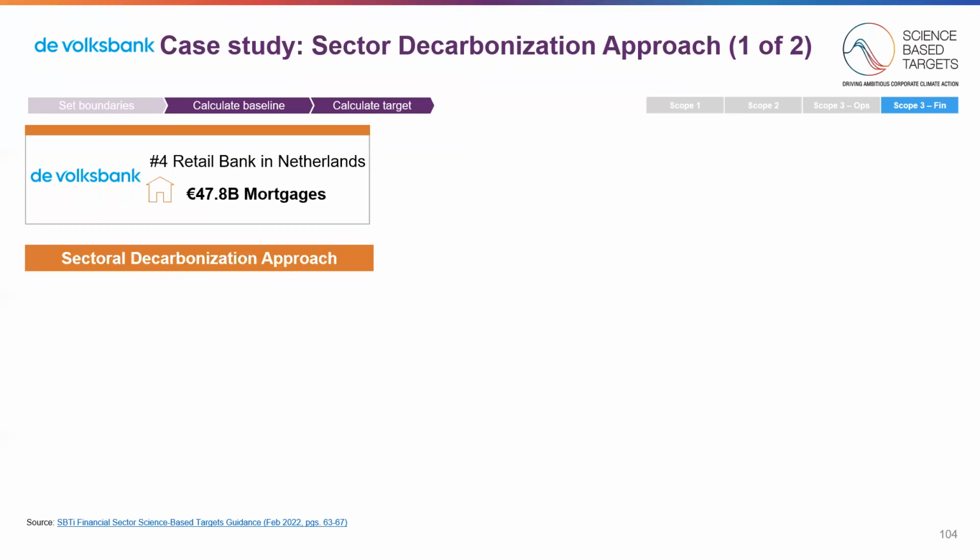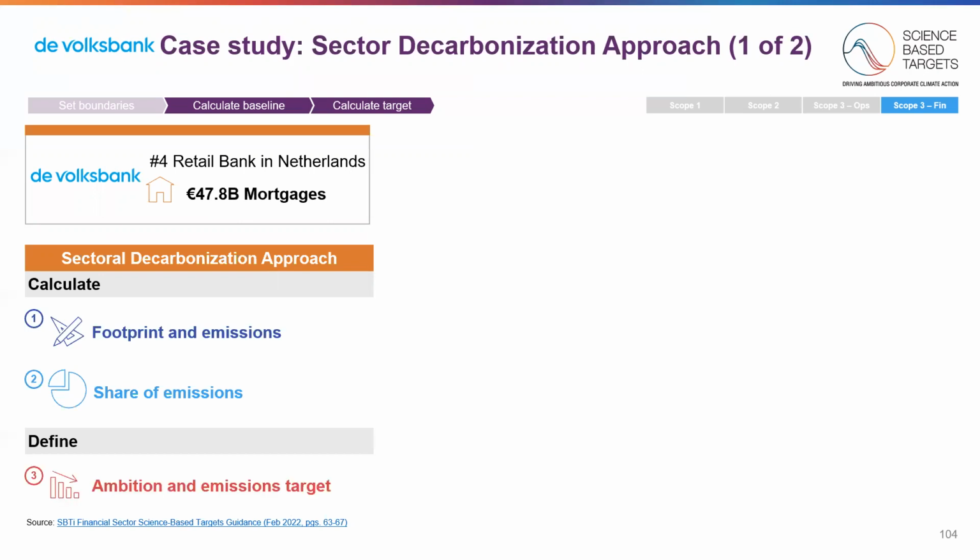To sum up their approach for the sectoral decarbonization approach, De Volksbank calculated their mortgage footprint and associated emissions, factored in their share of emissions, given that each mortgage has different remaining balances, and finally defined their ambition and emissions targets. Let's go into each of these in a bit more detail.